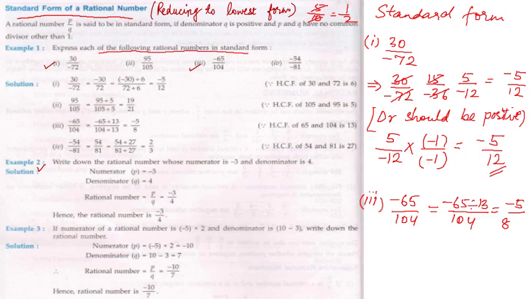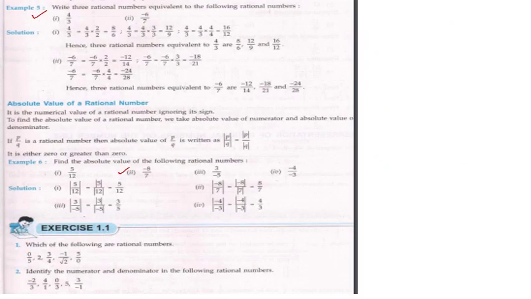Example 2 is saying write down the rational number whose numerator is minus 3 and denominator is 4. Numerator is always written up and denominator is always written down. So numerator is given as minus 3 and the denominator is 4. So minus 3 by 4 is the answer. Okay. These things we have already studied and we are simply revising. Go through them, you'll surely recall them.